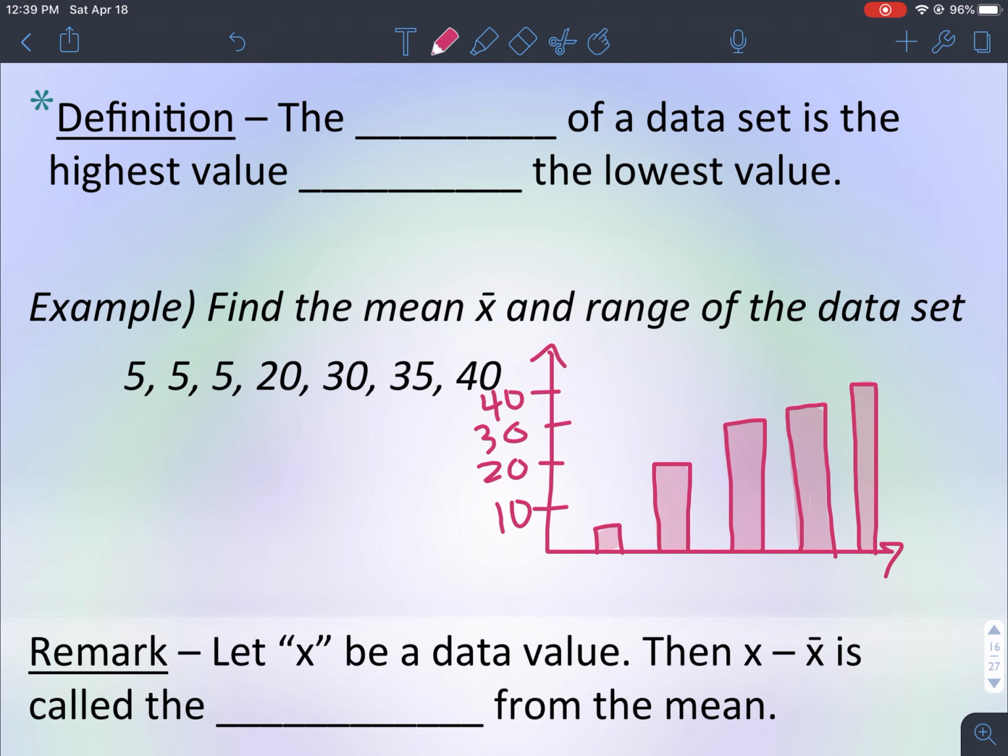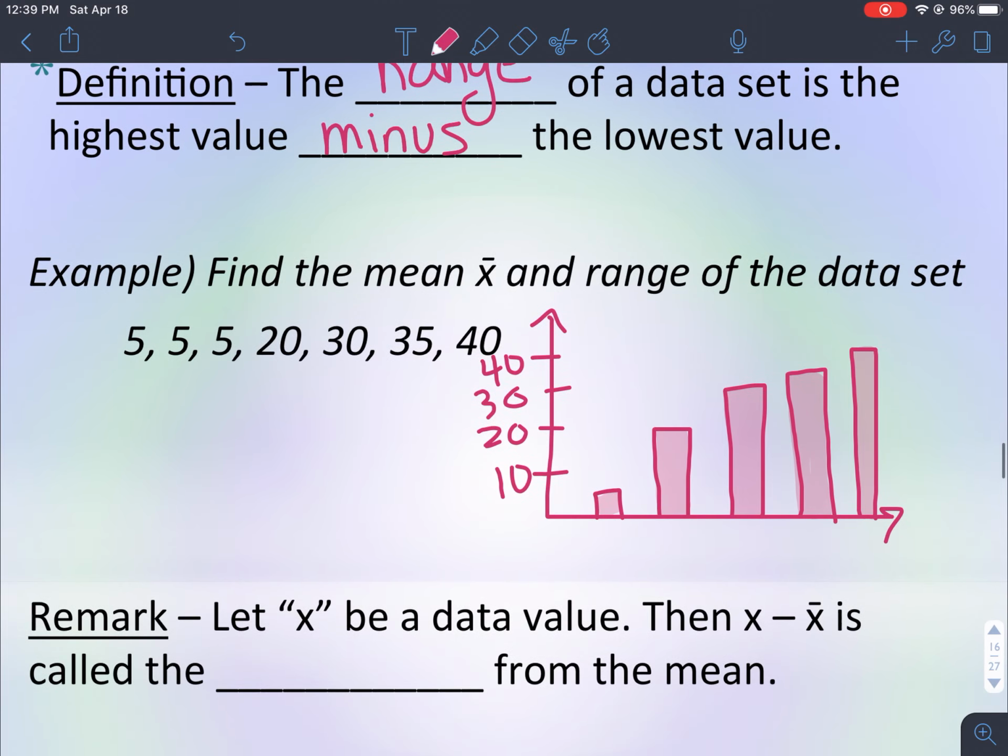Here's a definition. One of the easiest ways to figure out if a data set is spread out, in other words, one data value is very far from another, is to look at the range. The range of a data set is the highest value minus the lowest. We're going to talk about another kind of statistic in a second, but first we're going to find the mean, x bar, and the range of the data set.